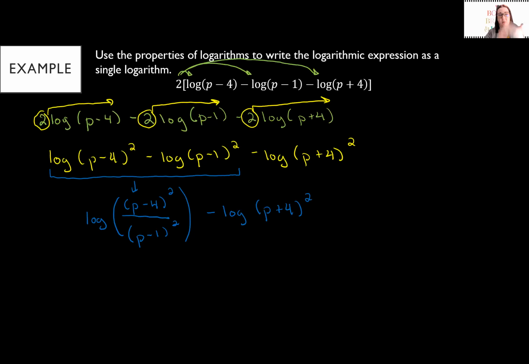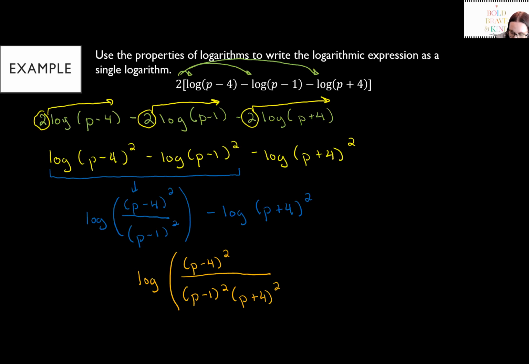And then once again, we have a minus here. So to combine it all together, that's going to be another division. So we're going to do the (p plus 4) squared. The thing that's after the minus sign is going to go in the denominator when we combine these. So we will end up with log of (p minus 4) squared over (p minus 1) squared (p plus 4) squared.